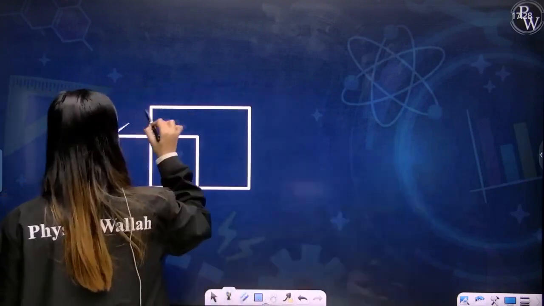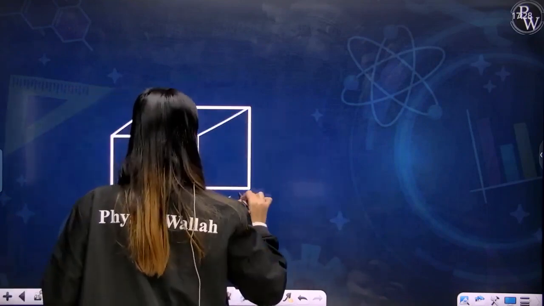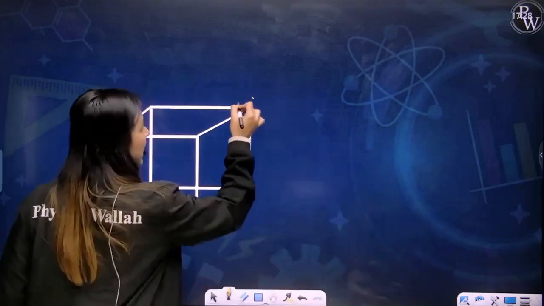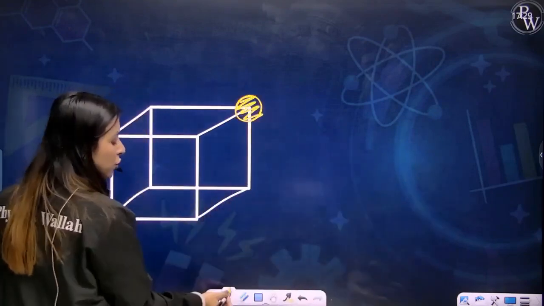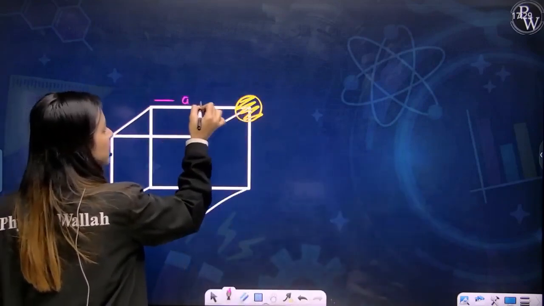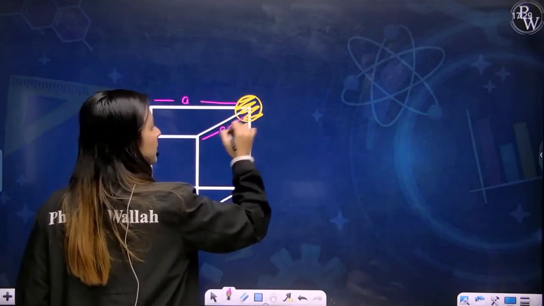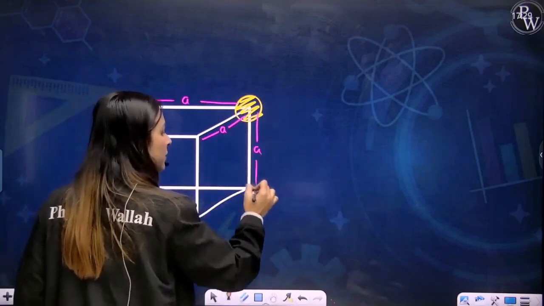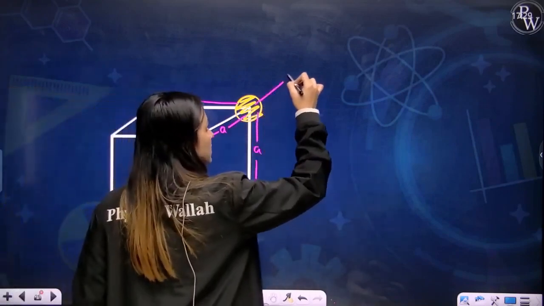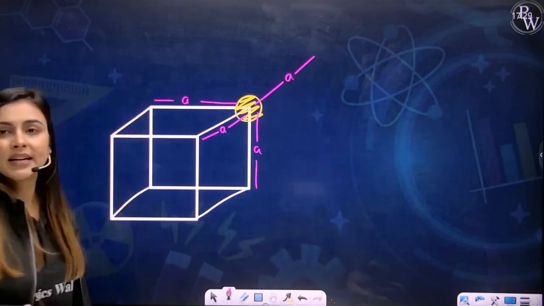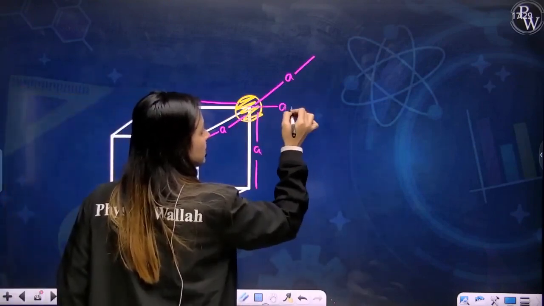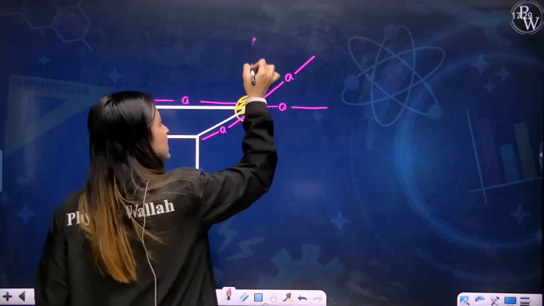Let's join these two. Now your atom is present here. So if your atom is present here, this particular atom will be at A distance to this, this particular atom will be at A distance to this. I hope you understand this. You know that a cell would be present at back also, which would be at A distance to this. You will have one more here also, at A distance to this. And you will have one at A distance to this as well.